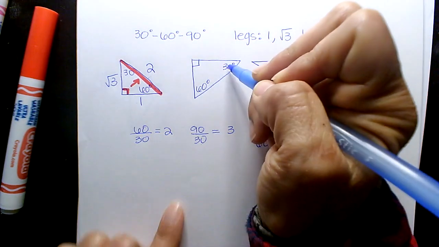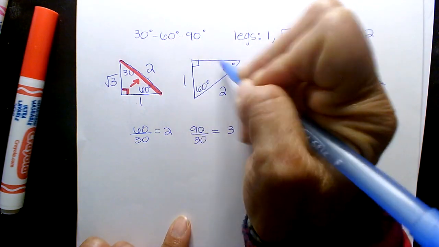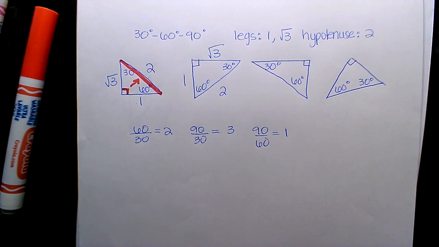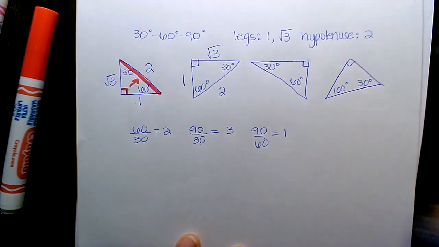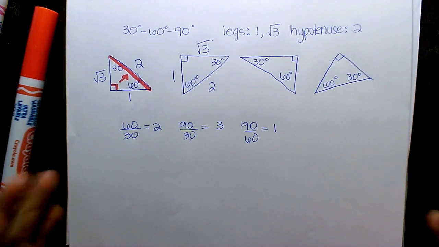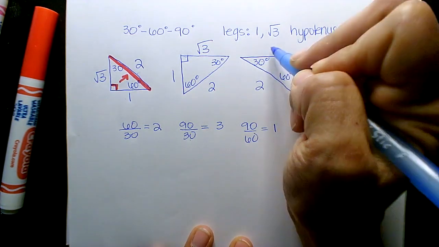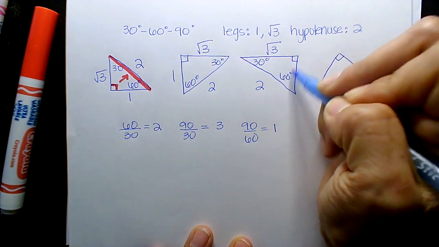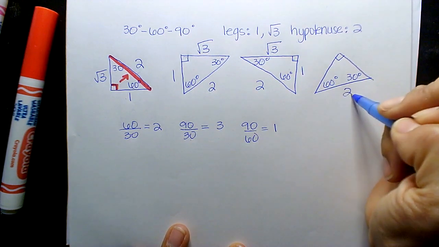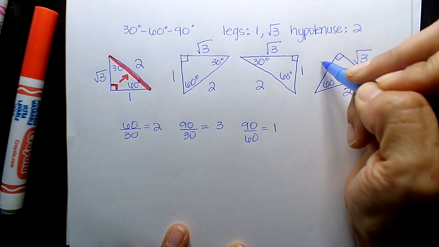So 30 goes into 60 two times. 60 goes into 90 once. 30 goes into 90 three times, but it gets the radical. That's it. You just have to make sure you understand how to label it correctly so that your answer has a shot of being correct.